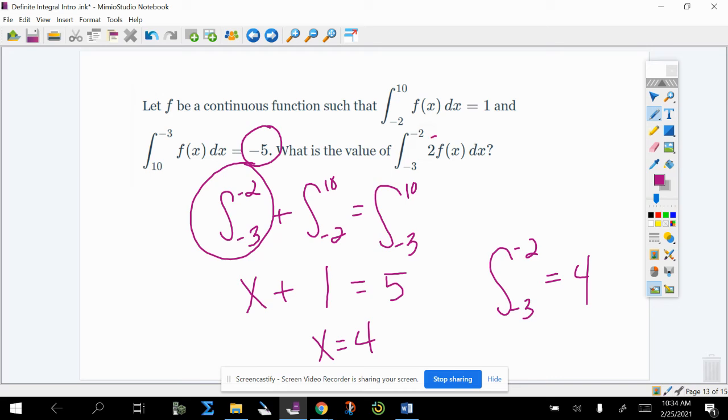Finally, don't forget that we are also doubling my answer. So that's that scalar or that multiplier. So since I figured out that the integral from negative 3 to negative 2 was 4, since I have to double it, I'm actually going to type in 8. So you kind of have to build it up by working with your knowledge. Turn it into an equation. It makes life so much easier for you.